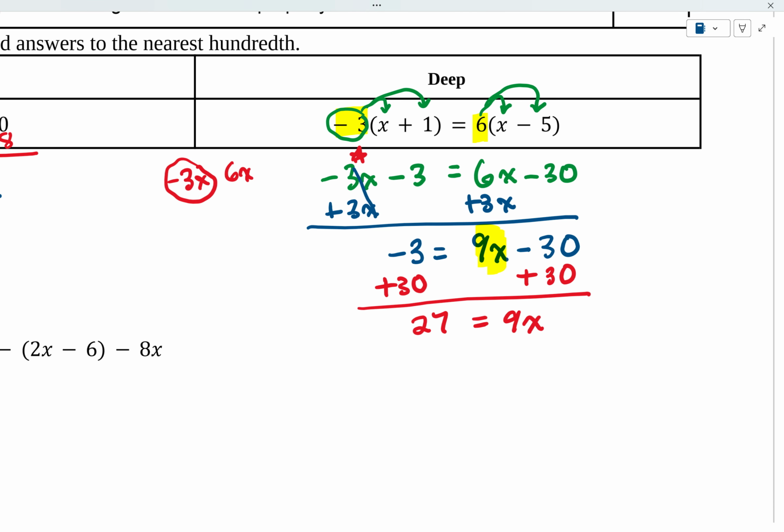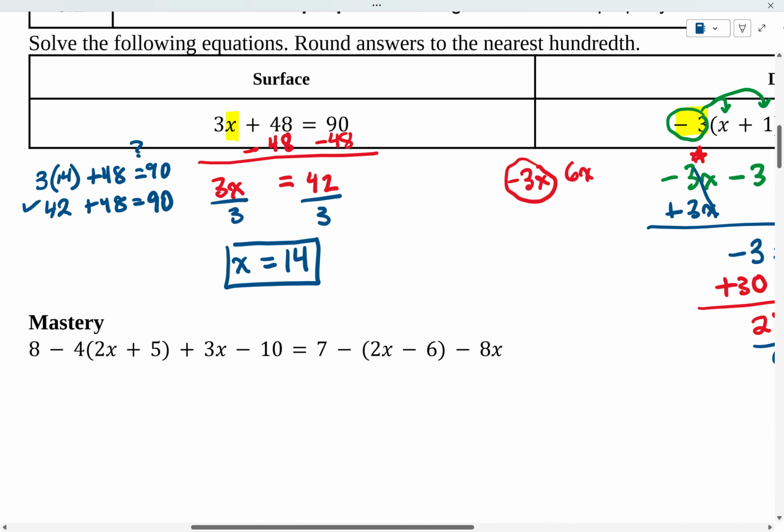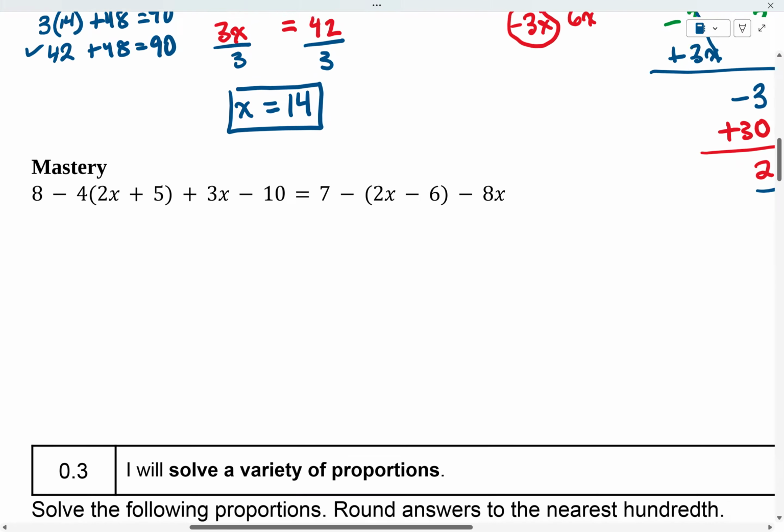And then we've got 9 multiplied by x, so the opposite of multiply is divide by 9 in this case, and 3 equals x. Again, you could take that 3 and plug it in to the originals and see if it works. All right, our last question in this video is the mastery level type.